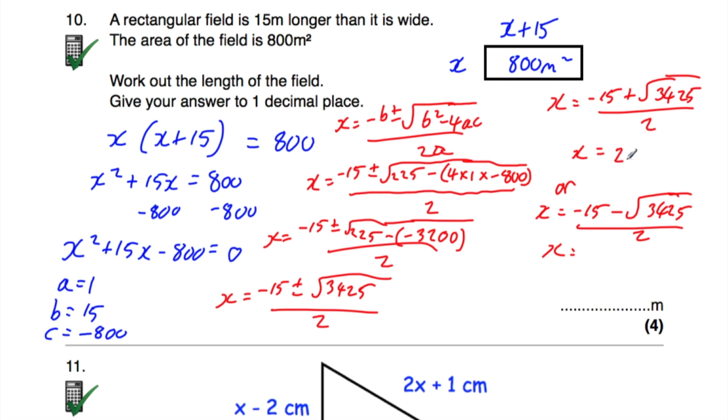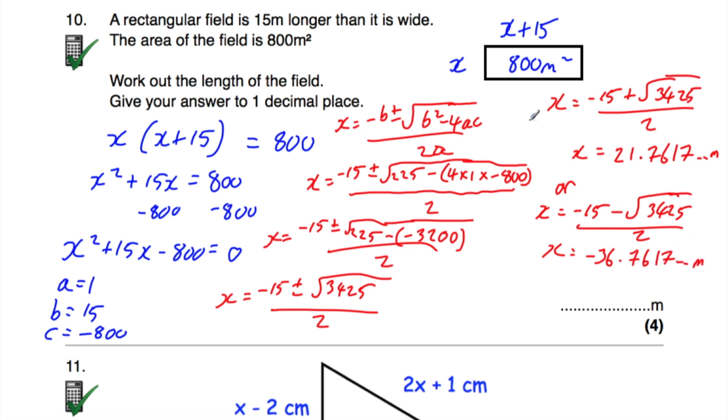That's equal to 21.7617 and so on meters for x, the width of the field. Or in this case, if we change that plus sign to a minus sign, we get, if we press equals, that's equal to minus 36.7617 and so on meters.